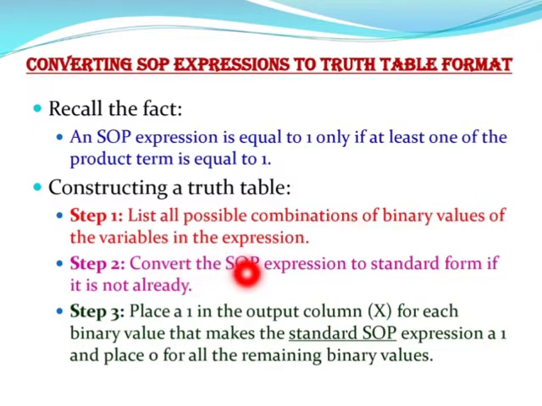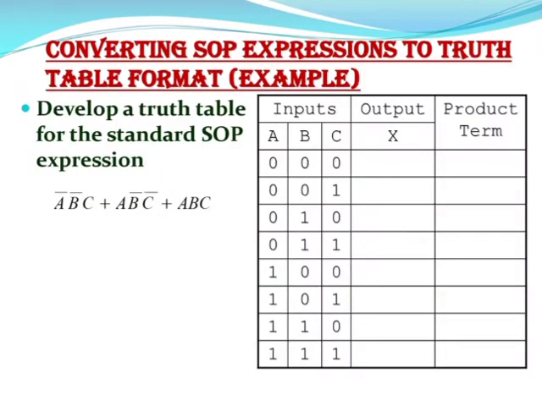Step 2, convert this SOP expression to standard form if it is not already. And step 3, place a 1 in the output column X for each binary value that makes the standard SOP expression a 1, and place 0 for all the remaining binary values. So let us develop a truth table for a standard SOP expression.